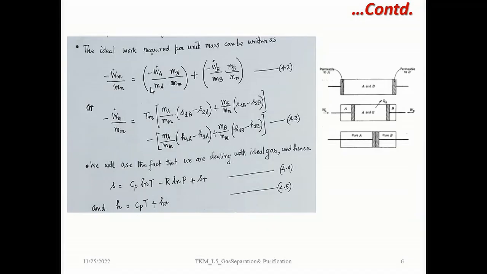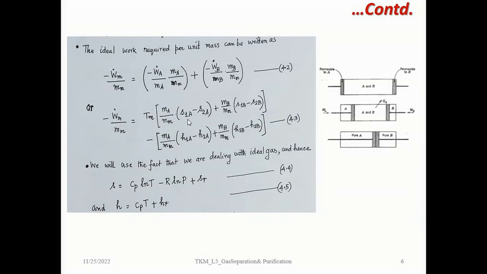So now we can write W dot M divided by M dot M is equal to T_m. We can write this equation for the first gas, gas A. So T_m multiplied by M dot A by M dot M into S1A minus S2A. Now, for the second term, we are writing M dot B by M dot M into S1B minus S2B. These are the first and second terms relating to S.